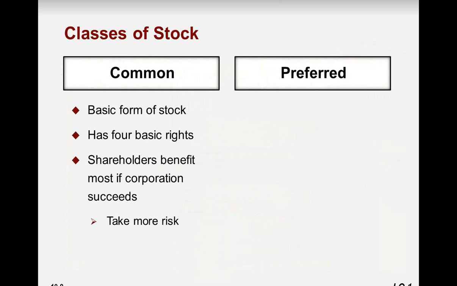As I said earlier, the common stock will have the voting rights, but common stock is the basic form of stock. If a company only has one class of stock, it will be common stock. Again, it has 4 basic rights, which we will talk about as we move on. The shareholders benefit most if a corporation succeeds, and the common stockholders also take on more risk because they are the last ones to receive money in case of liquidation.